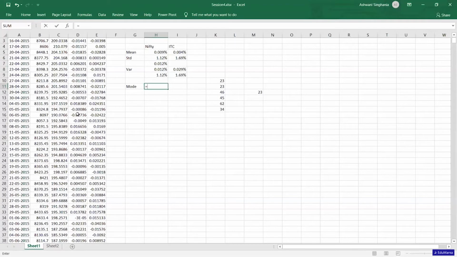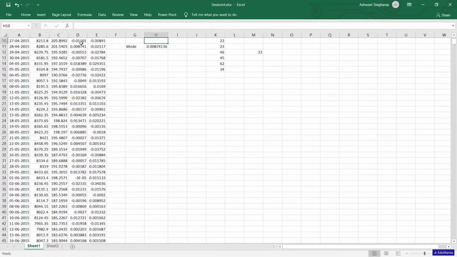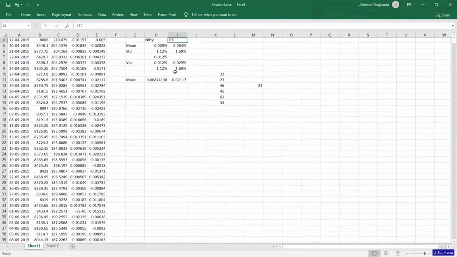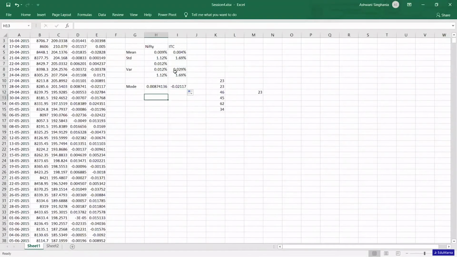Sorry, so maybe there may not be the same kind of return. Let's see whether the data has a mode or not. Yes, so this particular return is there twice, three times, whatever is possible, that many number of times, and the mode for the other ITC is going to be, yes, this is the mode for ITC, right? So now let's talk about median and understand what median is.